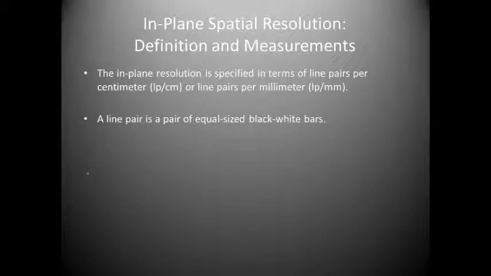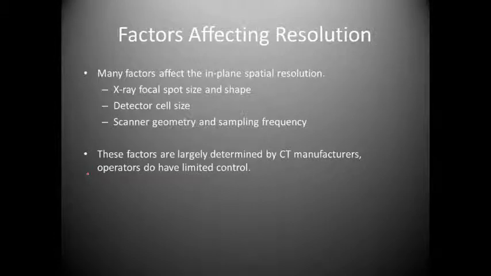The in-plane spatial resolution is specified in terms of line pairs per centimeter or line pairs per millimeter. A line pair is a pair of equal-sized black and white bars. And we're not going to worry so much about the definition of it, but moreover the effect of resolution. We see that many factors affect the in-plane spatial resolution, such as X-ray focal spot size and shape, detector cell size, scanner geometry, and sampling frequency.